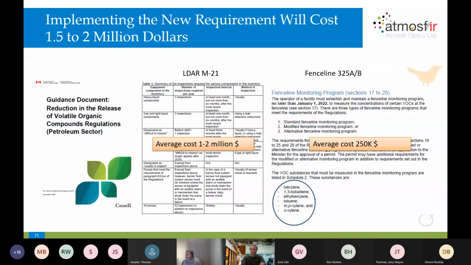The Canadian, just in the last month or two, also did a change in regulation, extensive LDAR project, and fence line monitoring, but they took it one step further than the US. They need to measure not just the benzene, but also 1,3-butadiene and all the rest of the BTEX. And it's quite a lot of money doing the LDAR project and the fence line monitoring.